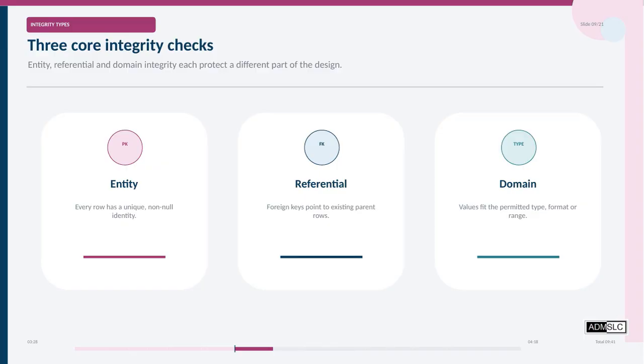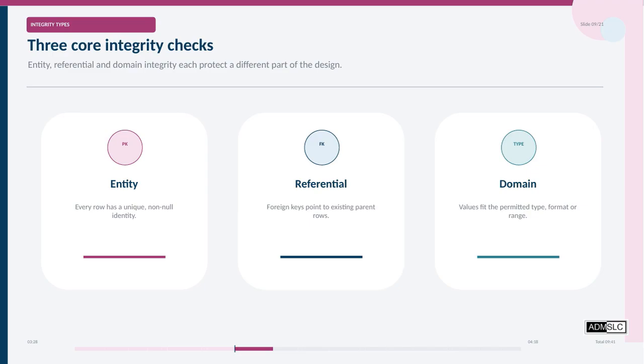First up is entity integrity. This rule says that every single row in a table must be uniquely identifiable. Practically speaking, this means it has to have a primary key, and that key absolutely cannot be left blank or null. Second, we have referential integrity. This protects the relationships between your tables. So if a sales record points to a customer record, that target customer record must actually exist. You can't have ghost references floating around.